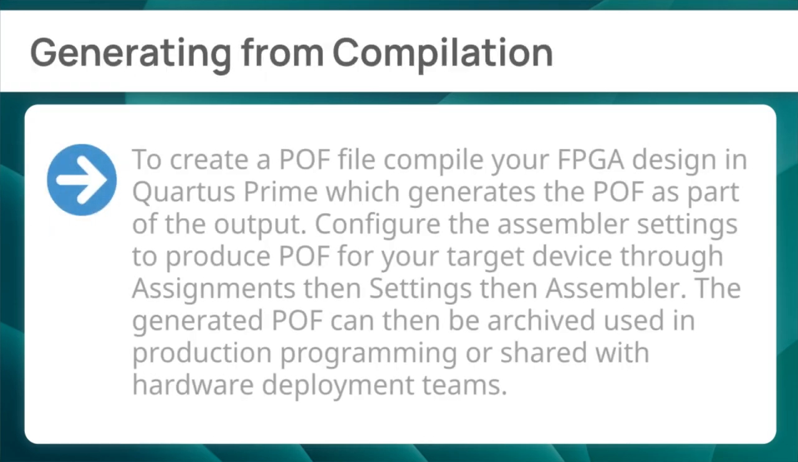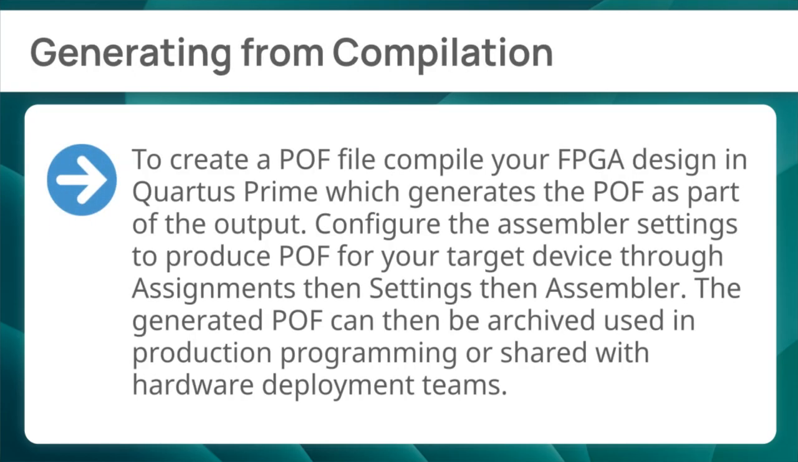Finally, generating from Compilation. To create a POF file, compile your FPGA design in Quartus Prime, which generates the POF as part of the output. Configure the assembler settings to produce POF for your target device through Assignments, then Settings, then Assembler. The generated POF can then be archived, used in production programming, or shared with hardware deployment teams.